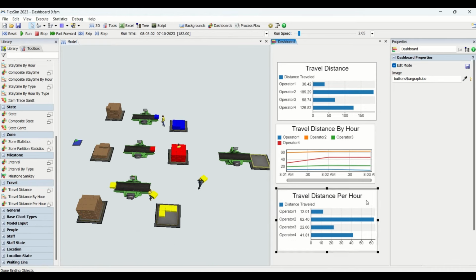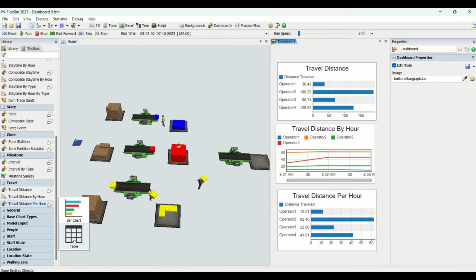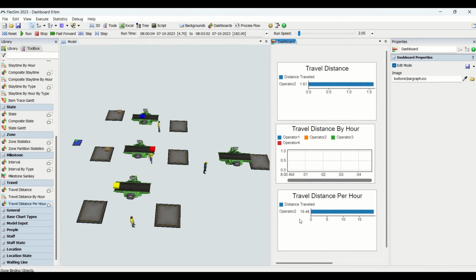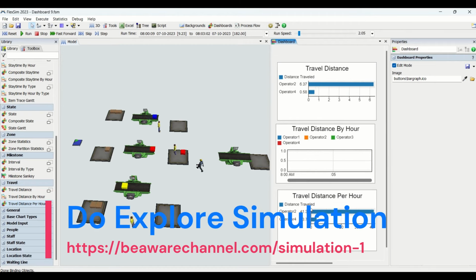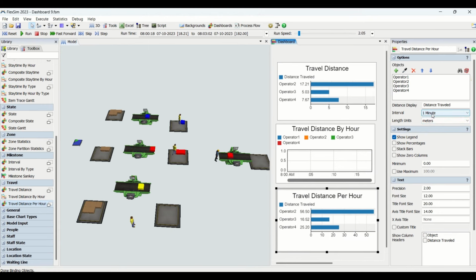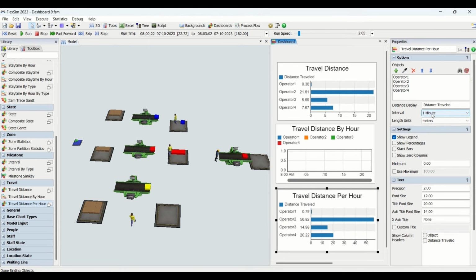So let us talk about the third graph now, which is travel distance by hour. Here we have two types of graphs: one is a table and another is a bar chart. We have selected bar chart. In this bar chart, we are going to have distance traveled in meters. We are going to have an interval, which I have kept as 1 minute, and then we have this distance display, which is distance traveled.